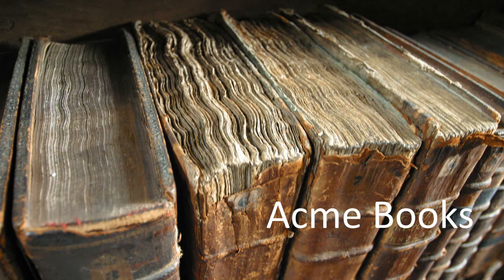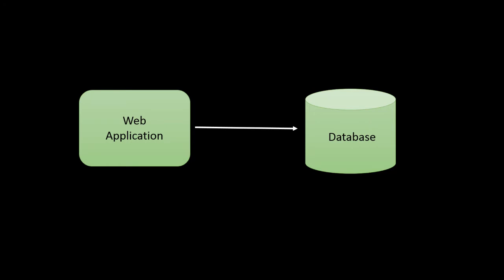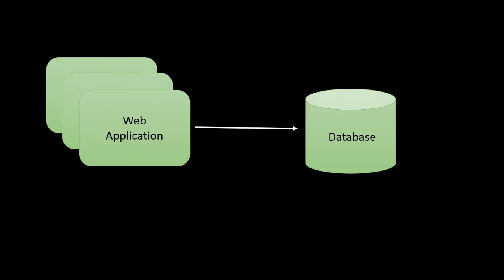When we launched our service at Acme Books, we started out quite small with a typical setup, with a web application connected to a database. This worked great when we had a few customers. But the demand for antique books was quite large, so we got more and more customers. Occasionally, we got some performance problems in the web application. Okay, we solved these problems by increasing the availability of the web application by adding more instances. We got even more customers and some more performance problems.